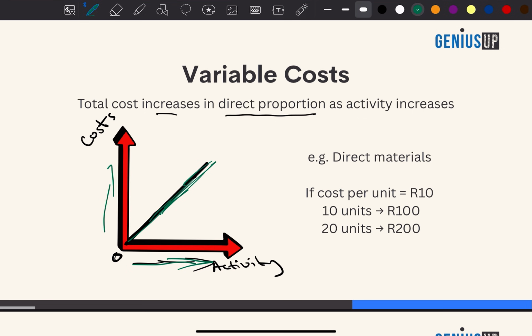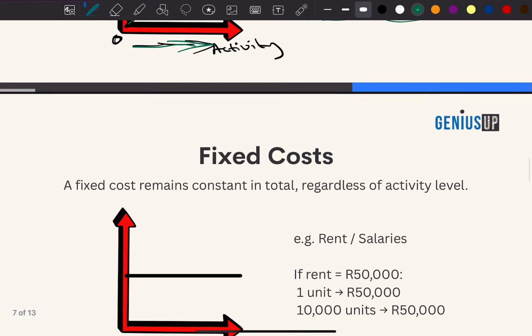An example is usually direct material. If you go back to our example of a company that produces furniture, if you want to produce more tables, you will need more wood, and that wood will cost you more money. So there's a direct proportion between the activity level and the cost. For example, if the cost per unit is 10 rand, when we produce 10 units, we'll need 100 rand, because the cost changes in direct proportion with the activity. When we want to produce 20 units, then we'll need 200 rand in cost. And that's basically variable cost.